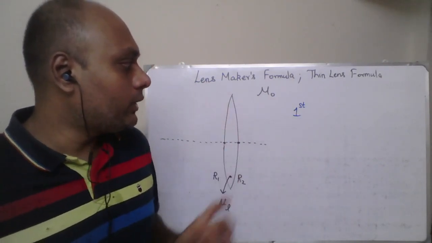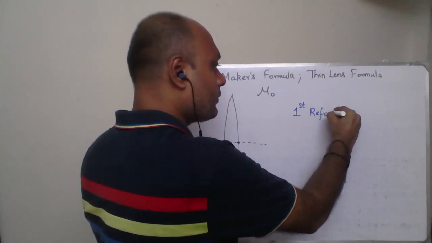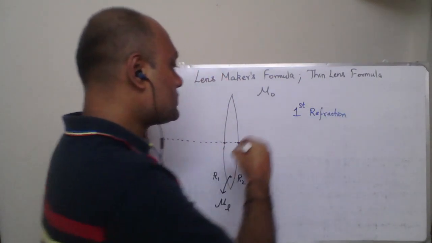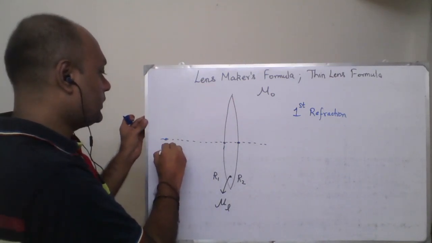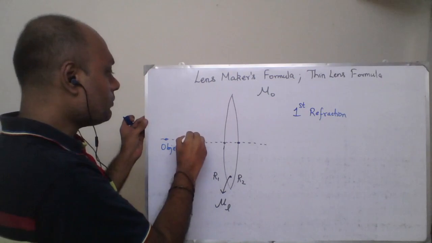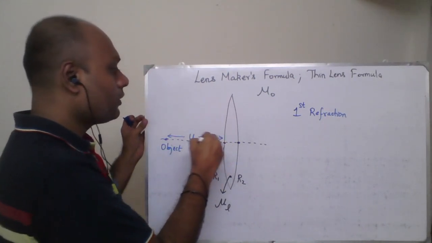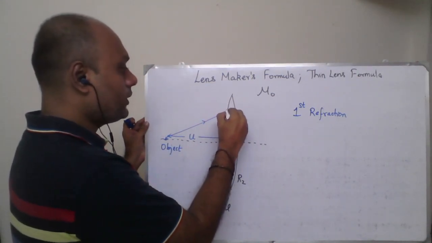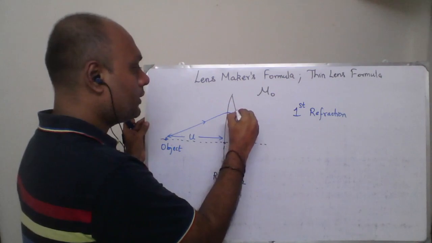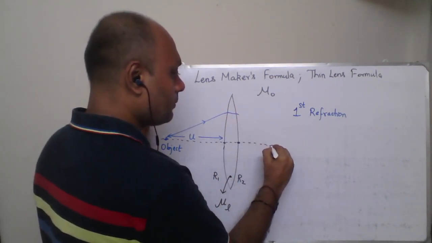Okay, so let me write this first refraction. So just write the refraction formula. Let's say the object is somewhere over here. Okay, so that's the object. This distance over here is u. And the light ray goes and falls, it is going to get refracted here, and then it is going to get refracted again. So there is a second refraction happening.